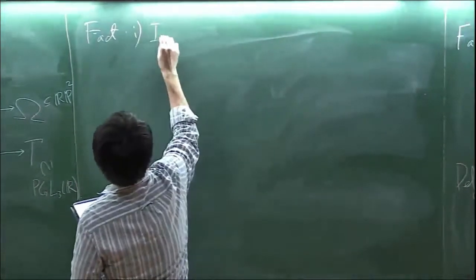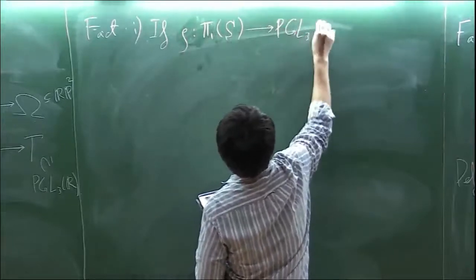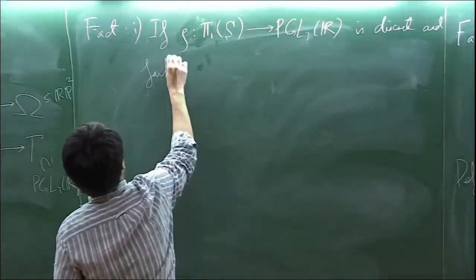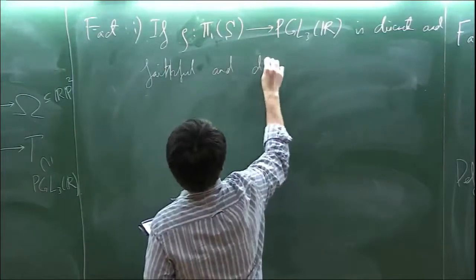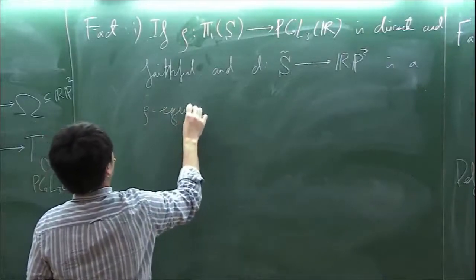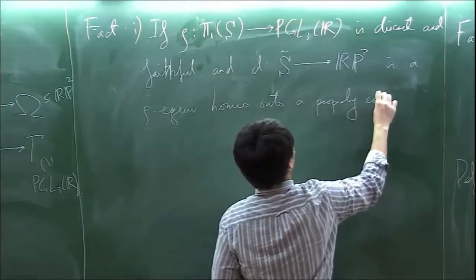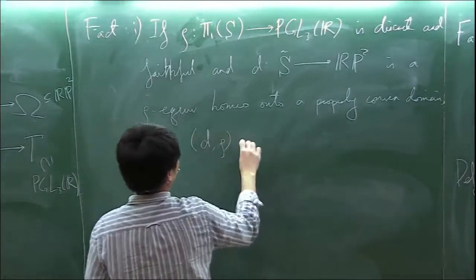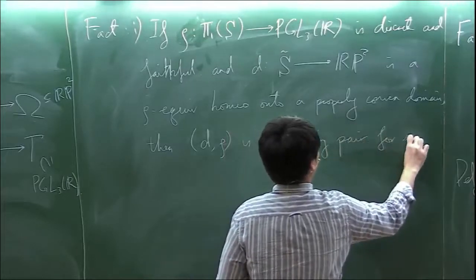So the fact. Let's start with rho. If rho from the fundamental group of S to PGL3R is discrete and faithful, which means it's injective with discrete image, and D from the universal cover of S to RP2 is a rho-equivariant homeomorphism onto a properly convex domain, then (D, rho) is a developing pair for some mu in CS.